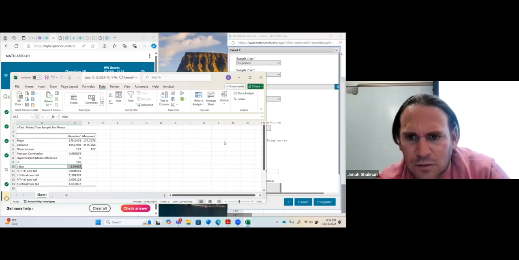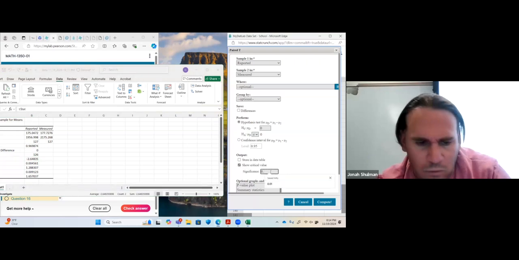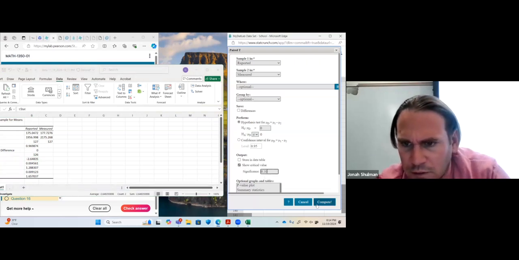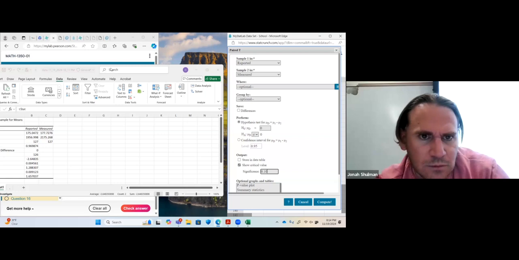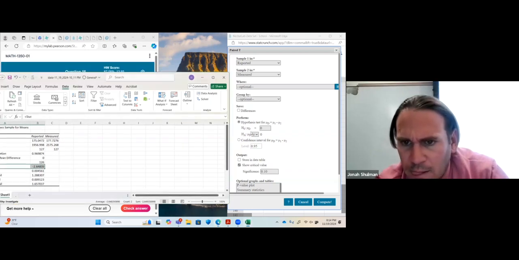Do I have it backwards? So let's first see what this is. And we're talking about the 0.10 significance level. And this one's going to be, was it one-tailed? Was it greater? Yeah, it was greater. That could have been my mistake. Let's find out.